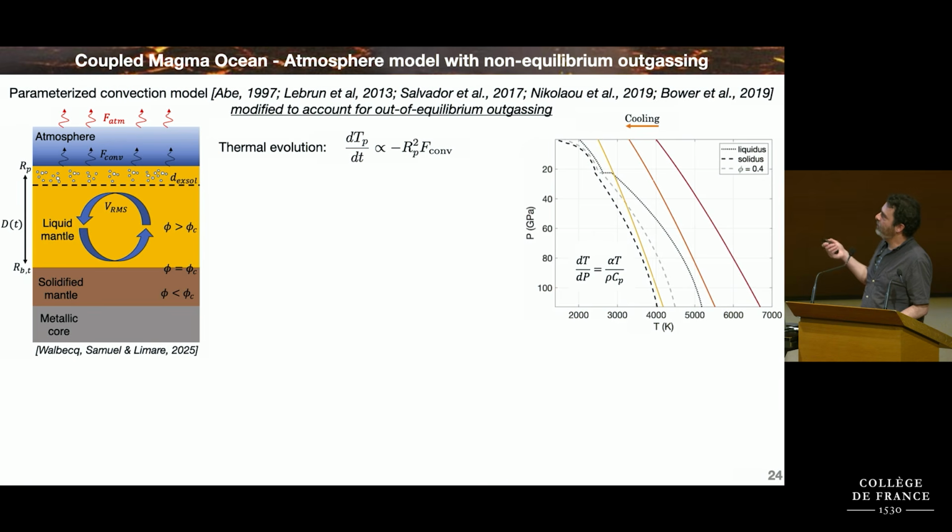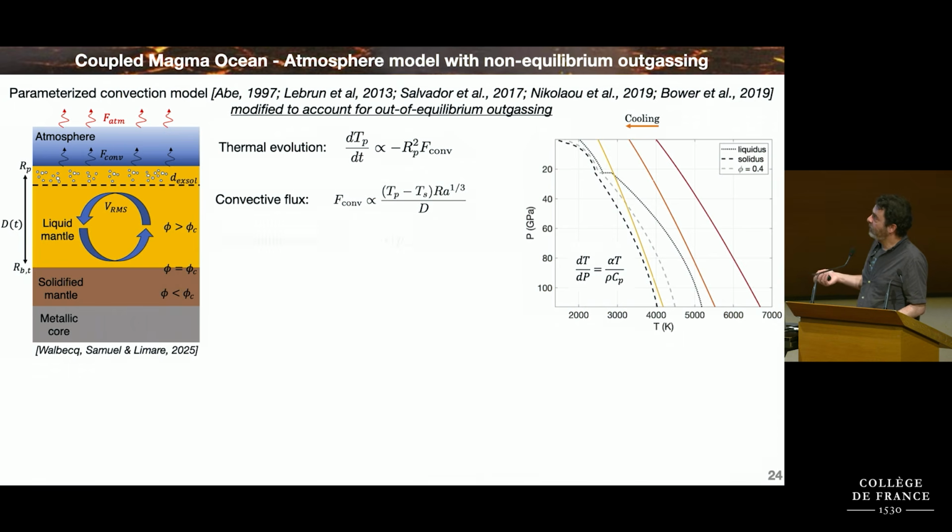Basically, these models rely on thermal evolution. So this is a heat balance equation. The temperature at the top of the magma ocean is going to decrease, or cool down, as a function of the convective heat flux. This convective heat flux is directly proportional to the Rayleigh number that I mentioned earlier, and also to the temperature difference between the surface and the top of the magma ocean.